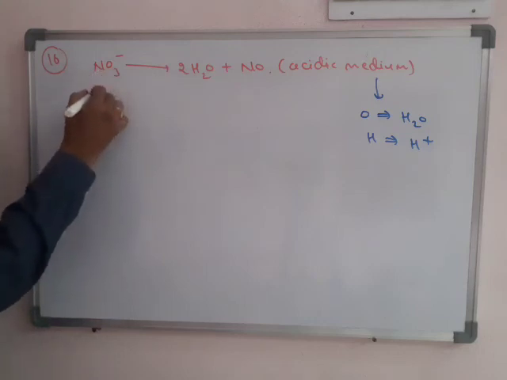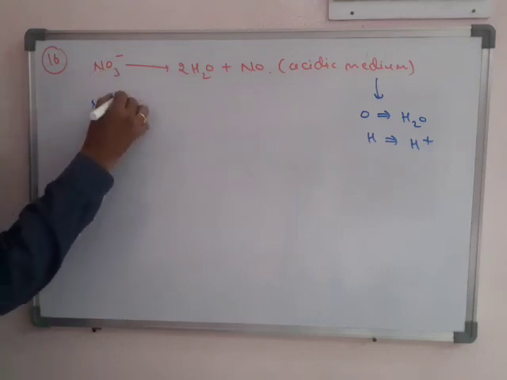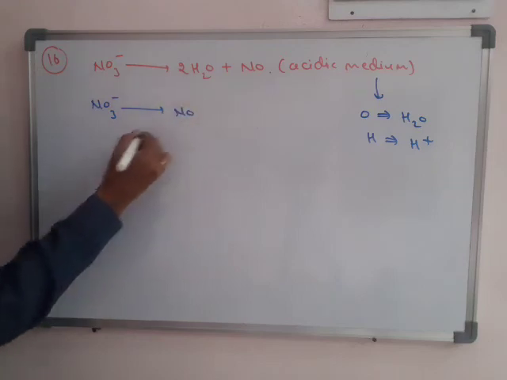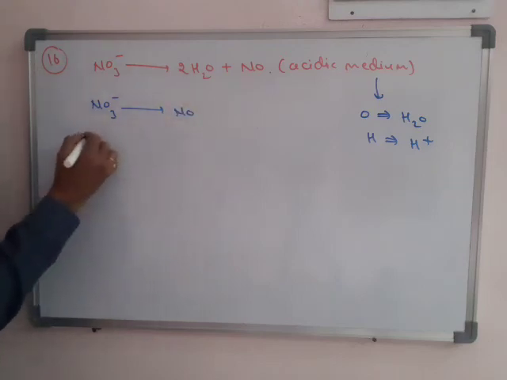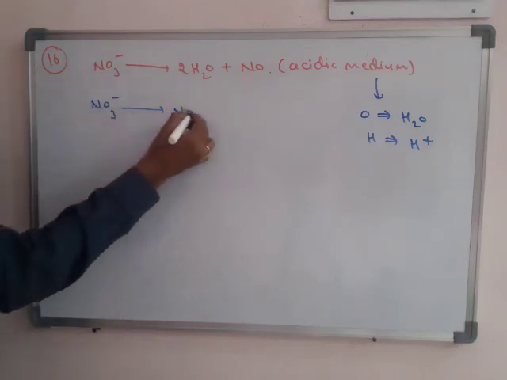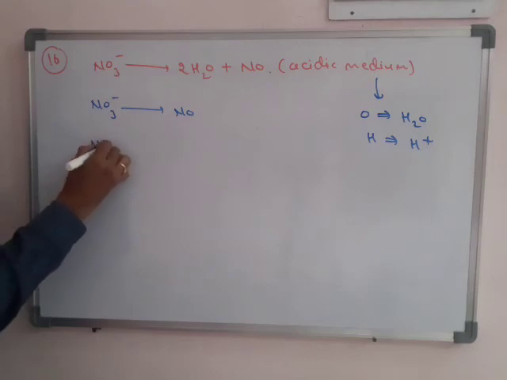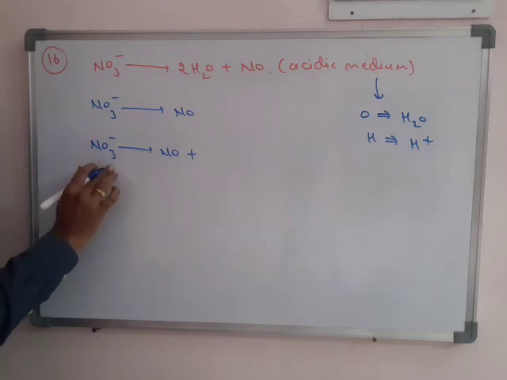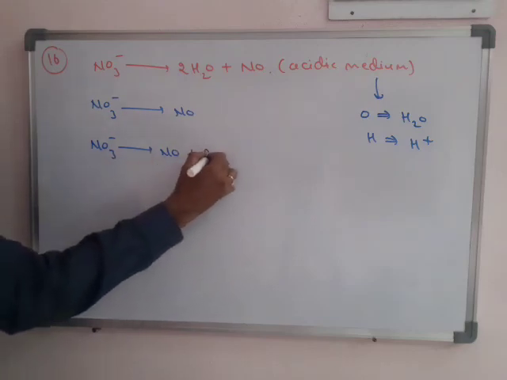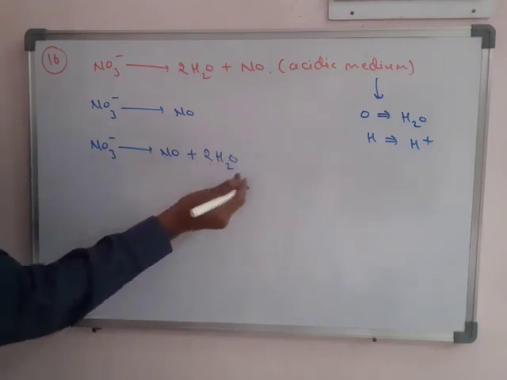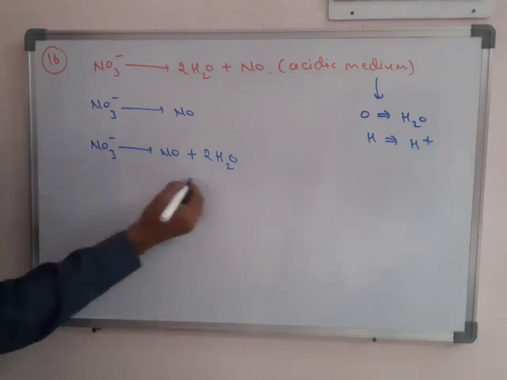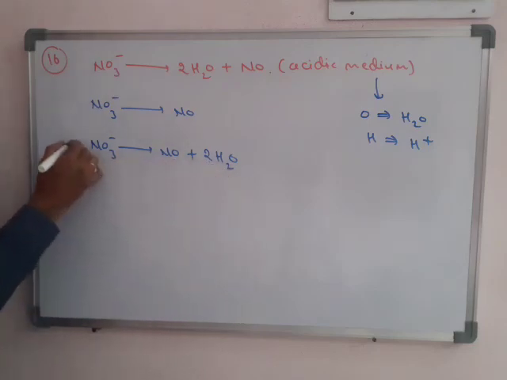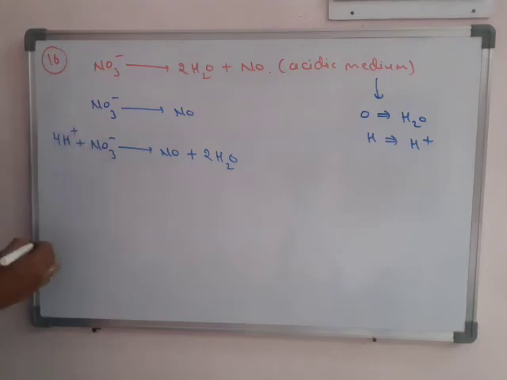Here 1 nitrogen. So what is the change? NO3 minus to NO. 1 nitrogen, no problem. Here 3 oxygens, here only 1 oxygen. So NO3 minus has 3 oxygens, here 1 oxygen. 2 oxygens are less, so add 2 H2O. Then here 4 hydrogens, and here there are no hydrogens. So we can write directly 4H plus.